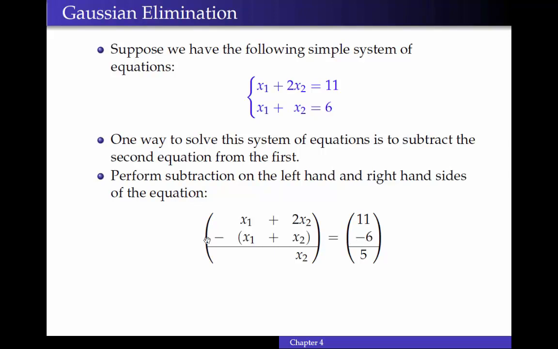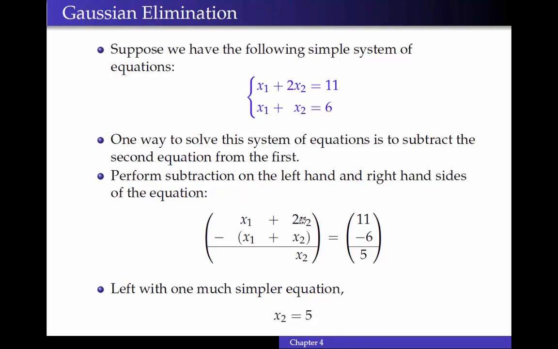And what I'm left with, x1 minus x1, so I'm not left with any x1 terms. And then 2x2 minus x2 leaves me with just an x2 term on the left. And then, of course, 11 minus 6 is 5 on the right. And so I'm left with this new equation, x2 equals 5. Much simpler. And in fact, gives me part of the solution to this system.